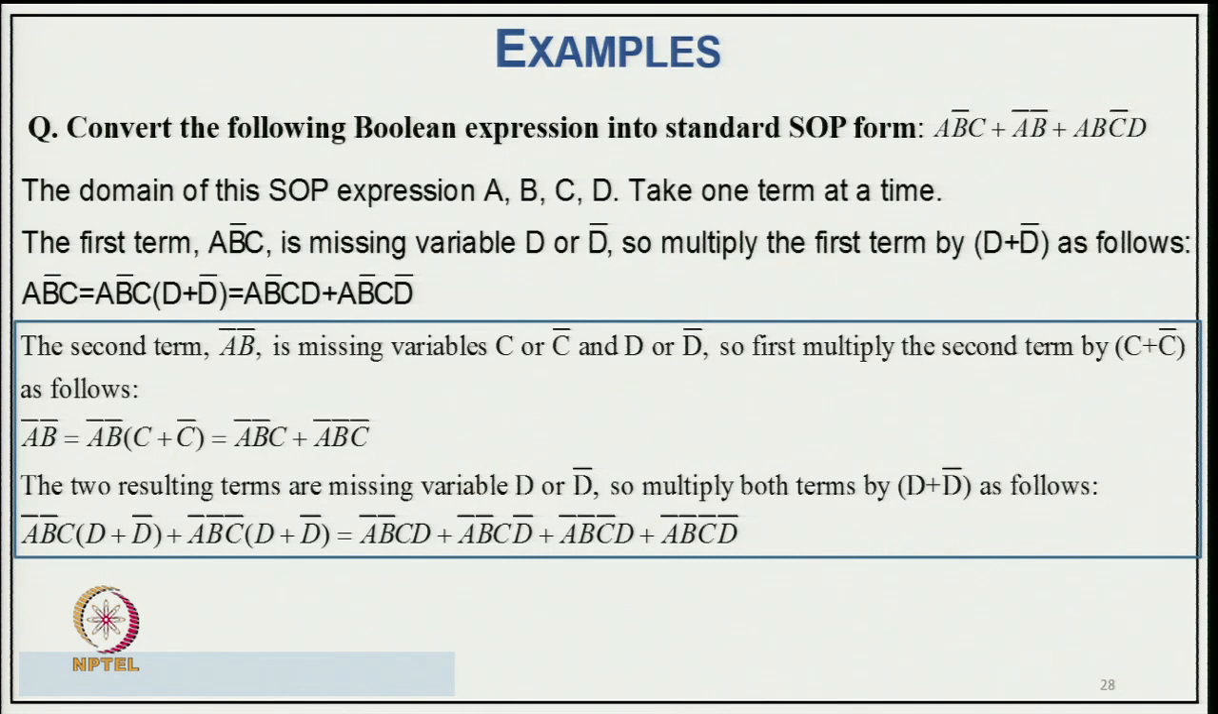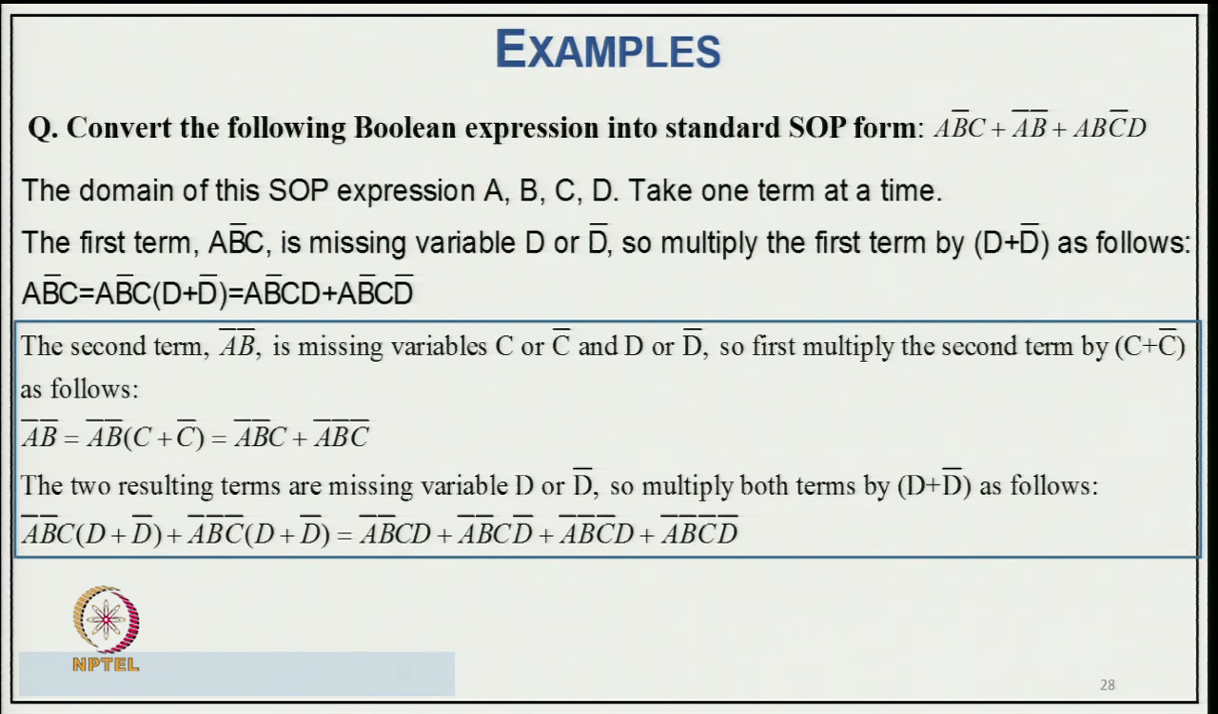The second term A'B' is missing variables C or C' and D or D'. So, first multiply the second term by C + C' as follows. A'B' equals A'B'(C + C'), whose value is 1.